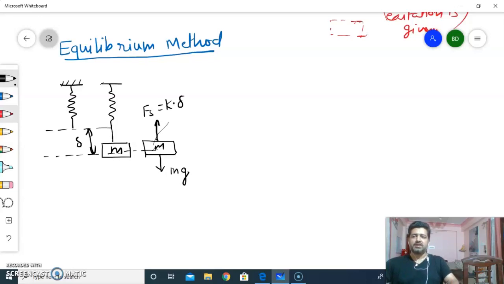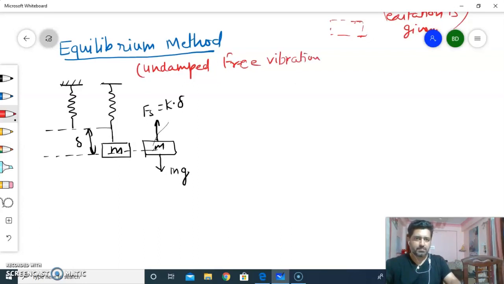Now, since we are dealing with undamped free vibration, what we have to do, we have to give the initial excitation to our system. Initial excitation to our system. So we have this position.